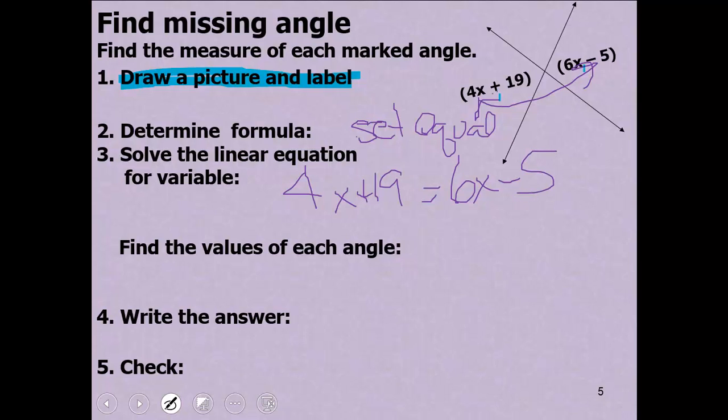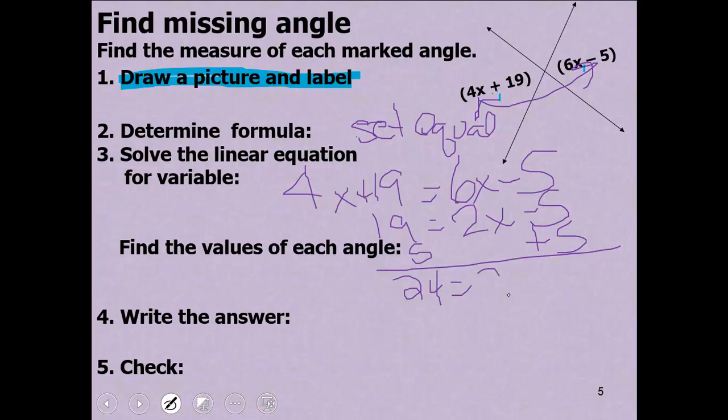So now we're going to solve. I'm going to move my x's to the right. So I get 19 is equal to 2x minus 5 by subtracting 4x from each side. And then I'm going to add 5. And I get 24 is equal to 2x. X is equal to 12 when I divide by 2.